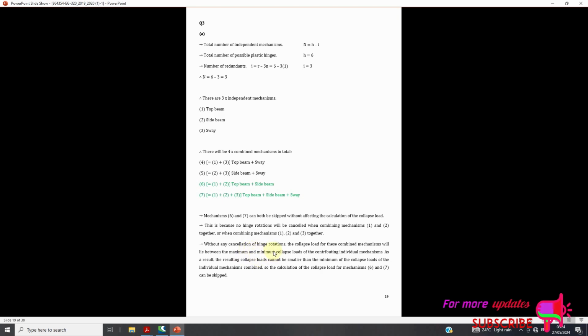Without any cancellation of the hinge rotation, the collapse load for this combined mechanism will lie between the maximum and the minimum collapse load of the contributing individual mechanisms. As a result, the resulting collapse load cannot be smaller than the minimum of the collapse loads of the individual mechanisms combined. So the calculation of the collapse load for mechanisms 6 and 7 can be skipped.